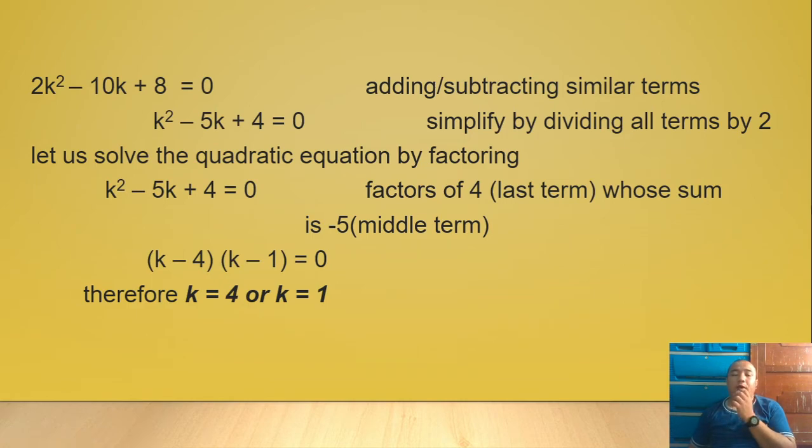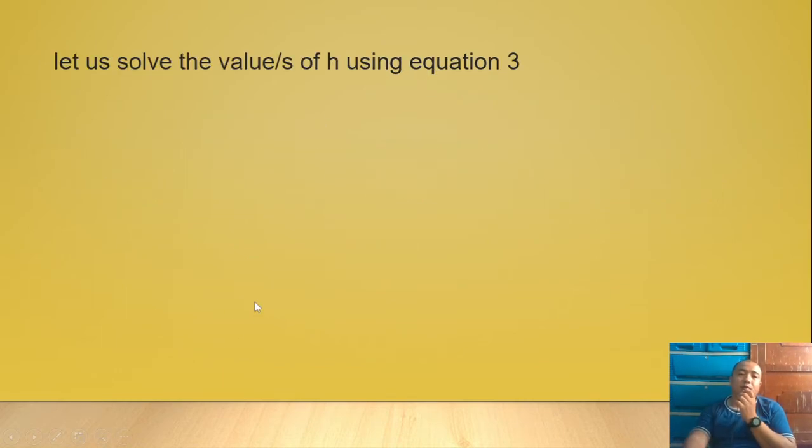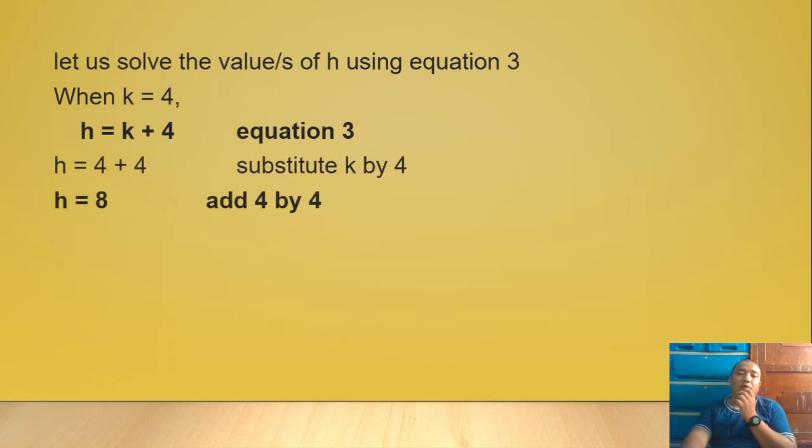There are two values of k. K is 4 or k equals 1. So that means there are two circles again involved in this. They have the same radius, which is square root of 5. Now, to solve for h, we're going to use equation 3. So since there are two values of k, when k equals 4, what is h? Value 8 lang. 4 plus 4 equals 8. So that means our first circle has a center of 8, 4.